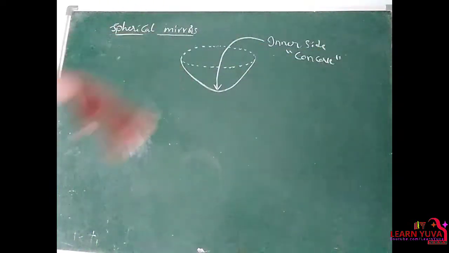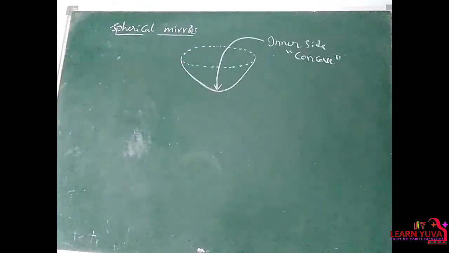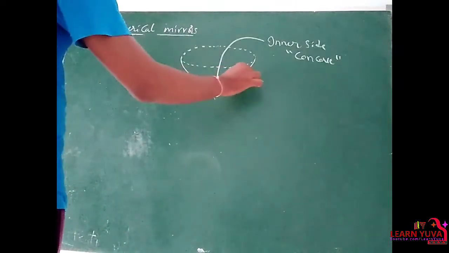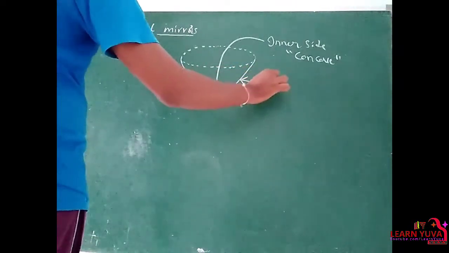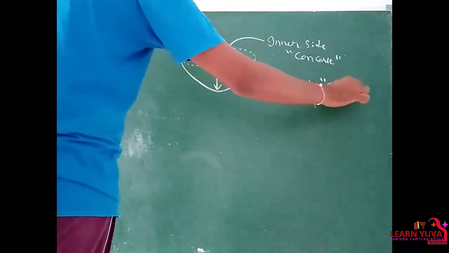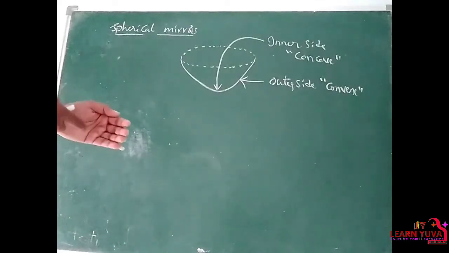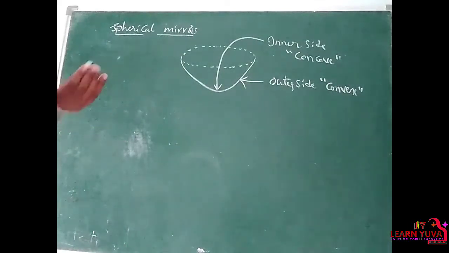If the inner side is acting as a reflecting surface, then it is called a concave mirror. If the outer side is acting as a reflecting surface, then it is nothing but a convex mirror. The best example you can observe is a spoon. The spoon's inner side acts as a concave mirror, and the outer side acts as a convex mirror. Based upon this, there are some terms related to spherical mirrors.